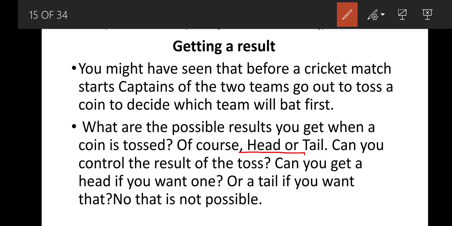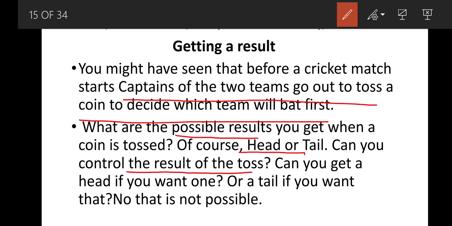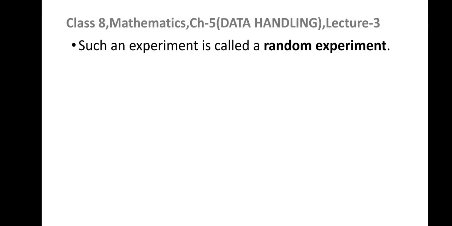Before a cricket match starts, the captains of the 2 teams go out to toss a coin to decide which team will bat first. What are the possible results? Either head will come or tail will come. We cannot control the results of the toss. Such an experiment is called a random experiment. Head or tail are the 2 outcomes of the experiment. What is the result of an experiment? That is head or tail. This tossing of a coin is basically an experiment, and the outcomes or results are head or tail. So head or tail are the 2 outcomes of this experiment.